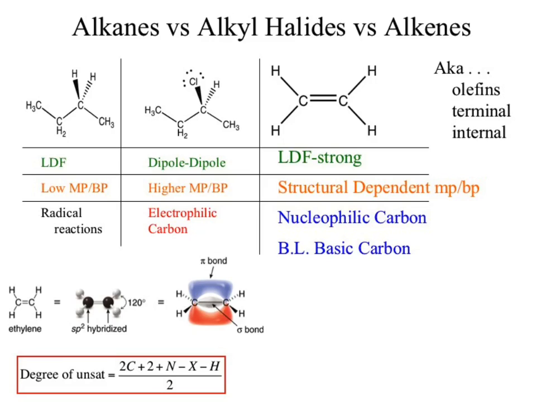Our alkyl halides, because we now have a weaker bond, in the polar covalent bond, we have stronger intermolecular forces, which increases the melting point and boiling point, and it gives us access to polar chemistry, and that's where we have the electrophilic carbon. Okay? It doesn't have to be an alkyl halide.